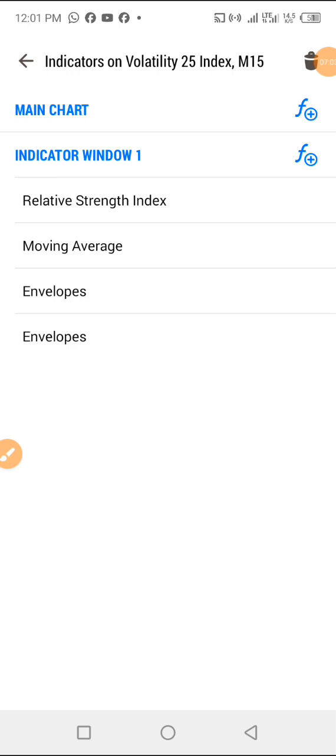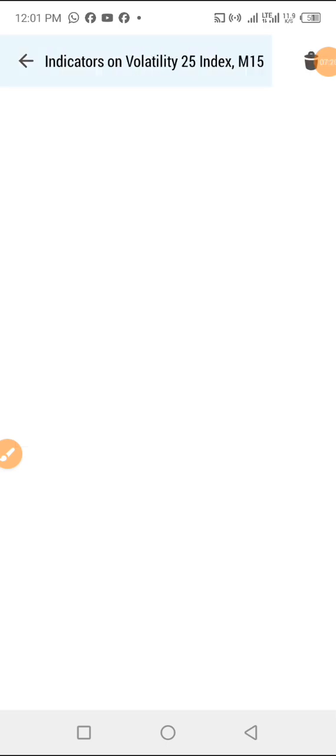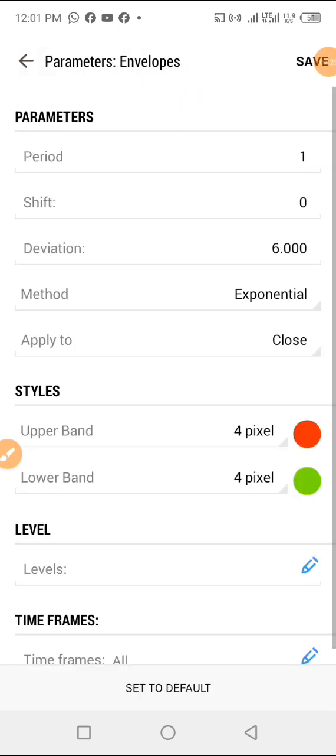Next, you add envelope. The envelope should have a period of 1, shift 0, the deviation should be 0.008, method should be smoothed, then apply to close. You can use any style, that means any color of your choice. Then you click on save. And lastly, you add another envelope with a period of 1, shift 0, deviation should be 6.00, method should be exponential, apply to close. Then you use the upper band to be red, the lower band to be green.